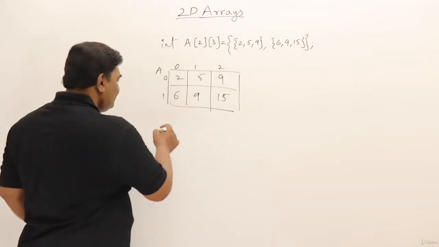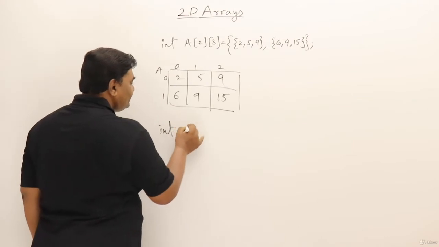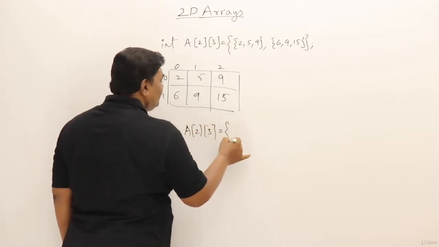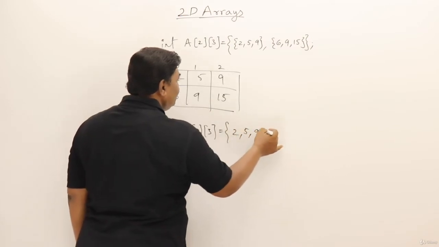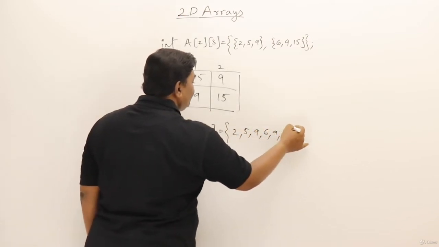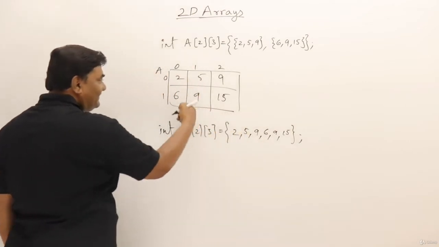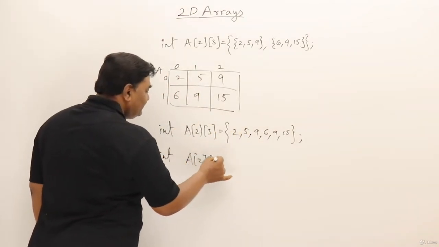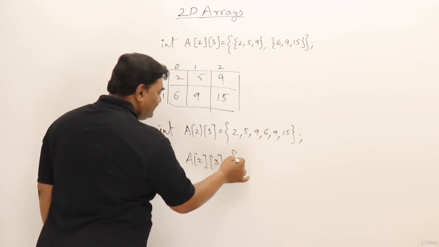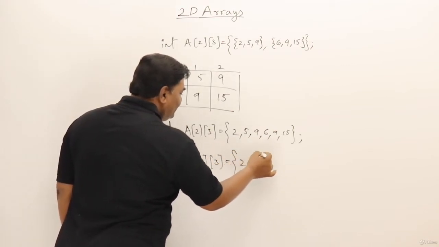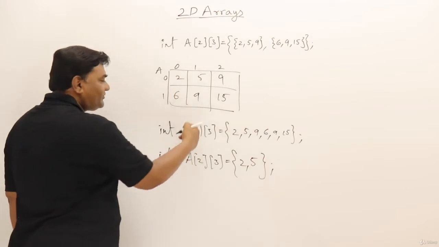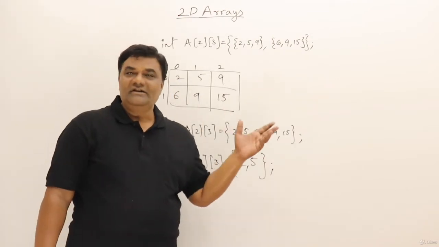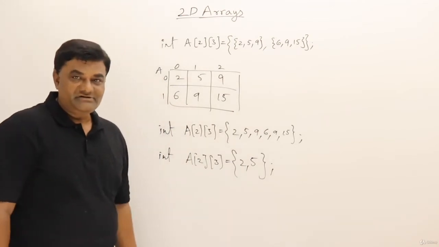Now the other way of initializing it is, I can mention A of 2, 3, and I can simply write all these values 2, 5, 9, 6, 9, 15. So this also will fill the array in the same way. Even I can say A of 2, 3, taking the same size and same name. If I fill up only 2 values, then you know well that the rest of the values will be initialized automatically to 0. So this is how we can declare and initialize a two-dimensional array.